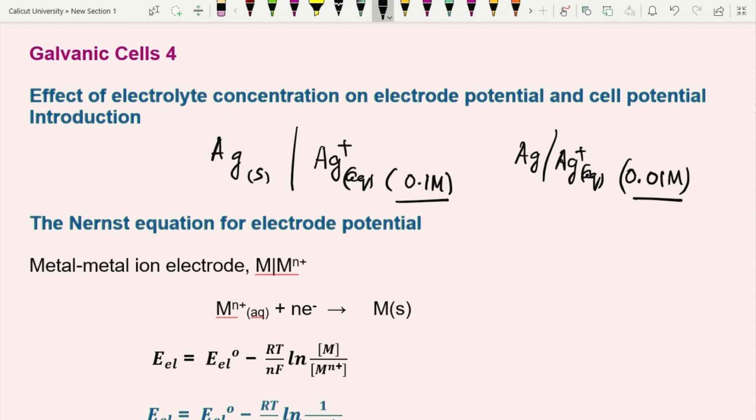Now, see the potential of this electrode. Both are silver and silver ions, but the potential differs. You can see why it happens: in the first case you have a strength of 0.1 molar, in the other case it is 0.01 molar. So, depending on that the potential varies, and a relation between the potential of the electrode as well as the electrolyte concentration is given by an equation known as the Nernst equation. And this Nernst equation, you have it both for electrode potentials as well as cell potentials.